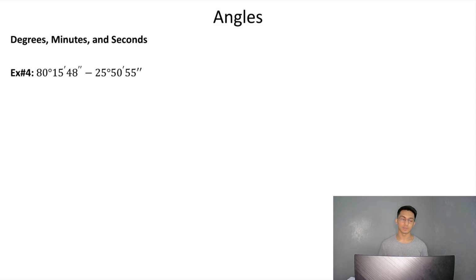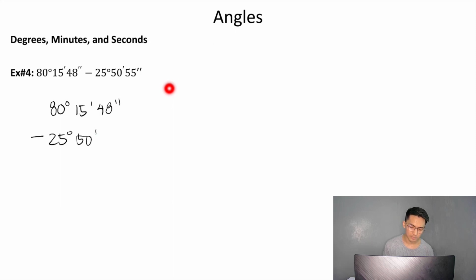Ito, hanggang seconds. The angles, we need to subtract 80 degrees, angle 1, or angle theta, angle A, whatever you want to call it, 80 degrees, 15 minutes, and 48 seconds, minus 25 degrees, 50 minutes, and 55 seconds. So, tatlong unit siya, degree, minute, and seconds. So, sulat natin, we have 80 degrees, 15 minutes, 48 seconds, minus 25 degrees, 50 minutes, and 55 seconds.